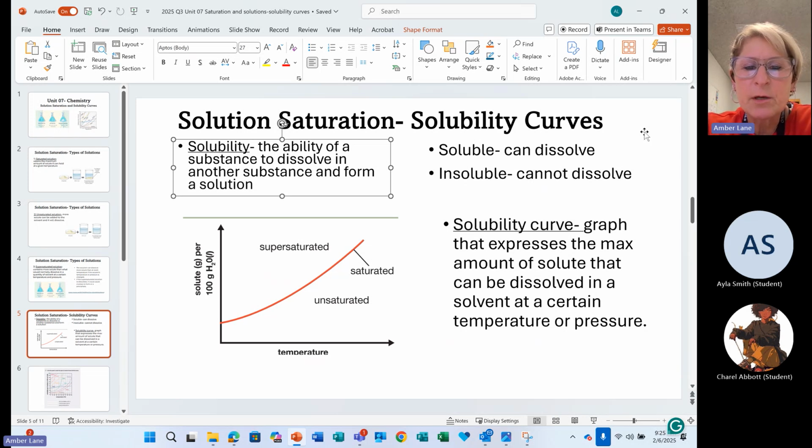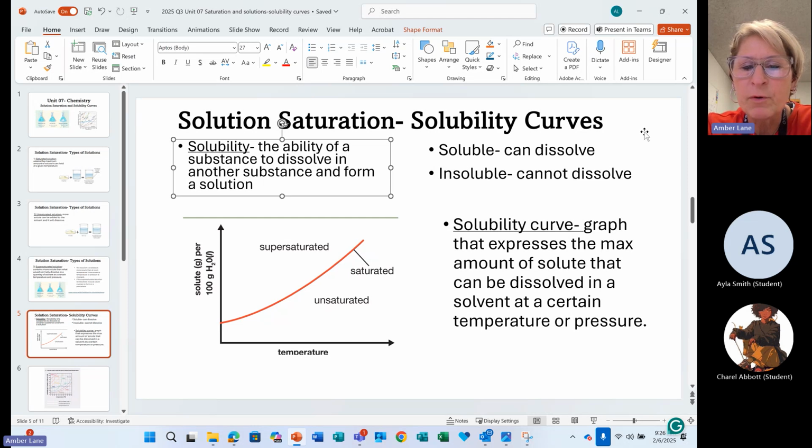So the way you read the solubility chart is, for any of the points for that substance, it could be sodium chloride, potassium chlorate, sodium nitrate, whatever it might be, if the point falls on the line, that means the solution is saturated. If you have any points that fall underneath the curve of that substance, you will have an unsaturated solution. And if you have any points that fall above the curve for that substance, it's a supersaturated solution.